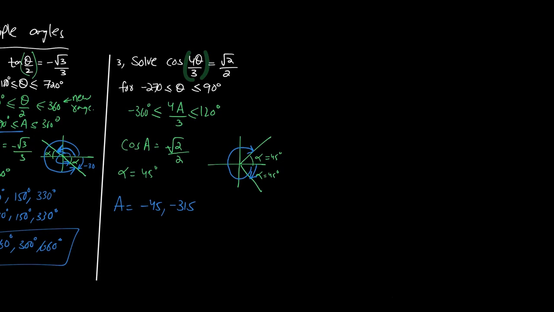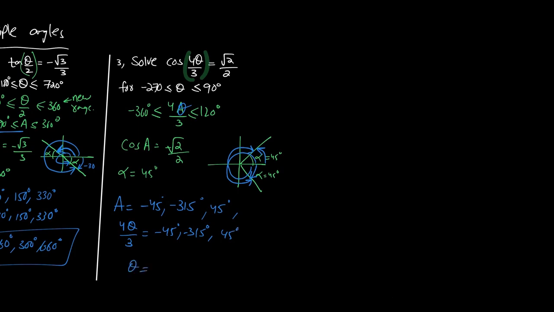Now let's look at the positive angles. The first positive angle is 45 degrees. The next positive angle would be 360 minus 45, but this is beyond our range, so we'll leave that out. So these are the only three angles that are coming in our range. Now these are the values of 4A. Alright, so it was 4 theta. Just make a correction: 4 theta over 3 is equivalent to these three angles.